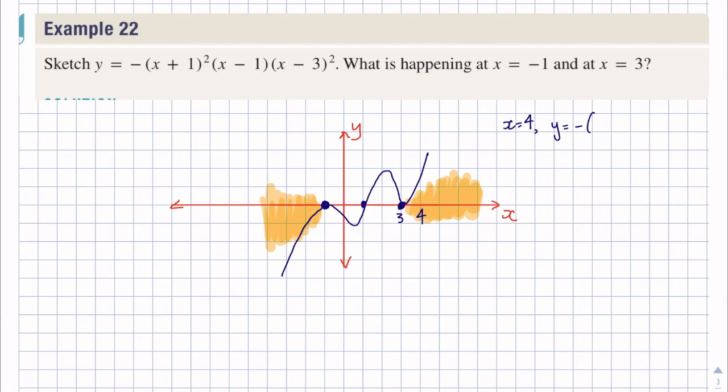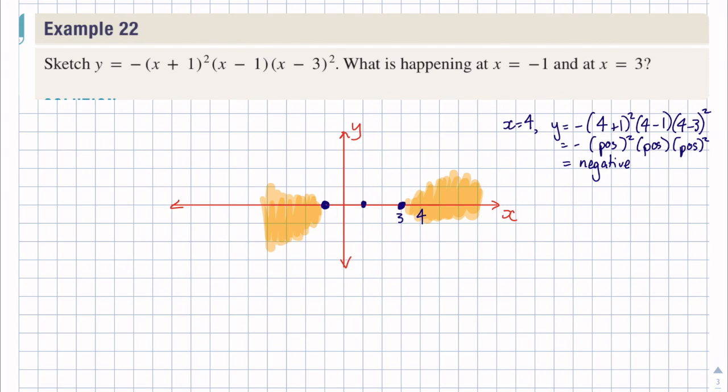Why did I do 4x when I know that it's going to be 4? Well, because that's what I've chosen. Plus 1 squared, 4 take 1, 4 take 3 squared. So I've got a negative outside of, well, this is a positive, this is a positive, and this is a positive. So a negative times a positive squared times a positive times a positive, it's going to come out negative. So it's not going to be like this at all. It's going to be going downwards here.